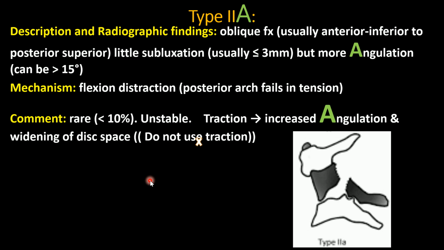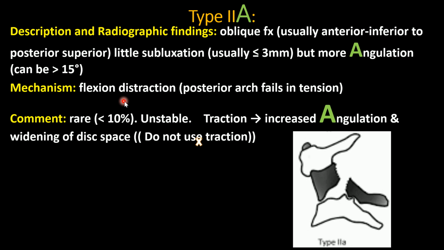So type 2A, there is oblique fracture, usually anterior inferior to posterior superior, with little subluxation less than 3 millimeters. As you see here, little subluxation but excessive angulation. And here type 2A, you should link the letter A to angulation. The angle can exceed 15 degrees.